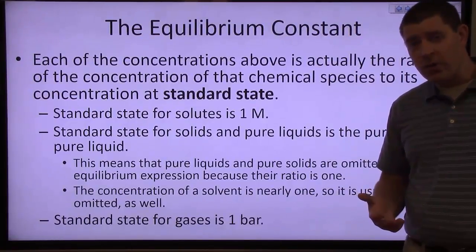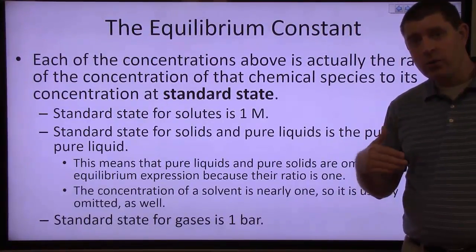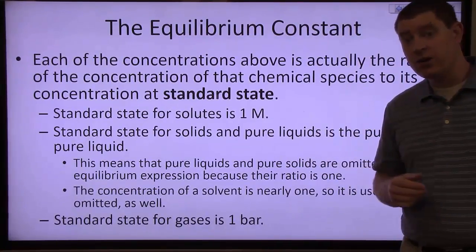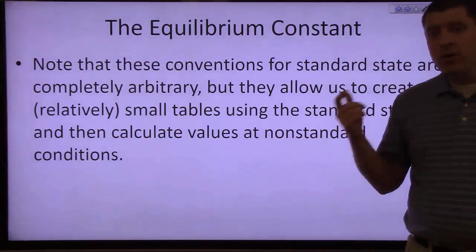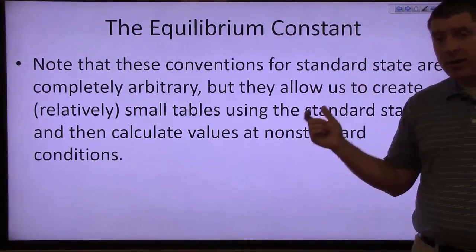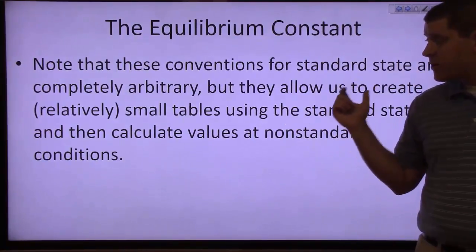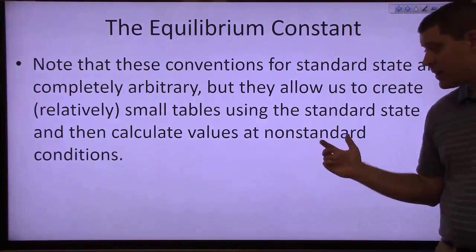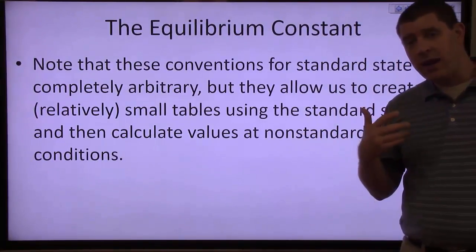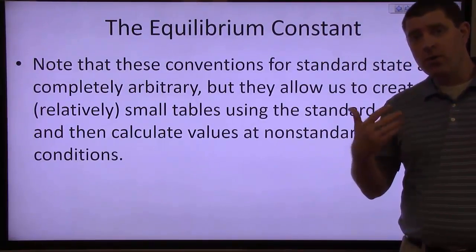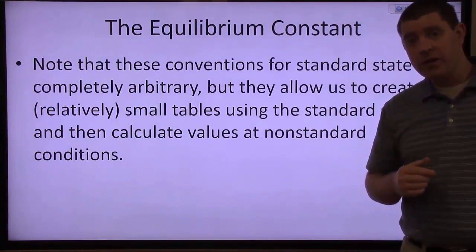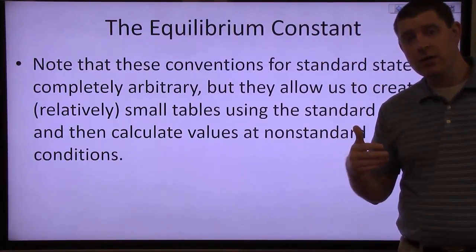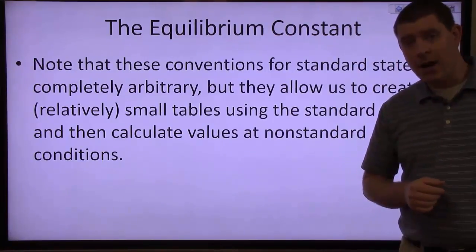So in that case, we generally would be writing it in terms of a pressure, so P sub whatever our reactant or product is, instead of a concentration of that reactant or product. Now, note that these conventions for standard states are completely arbitrary, but they allow us to create relatively small tables using the standard state and then calculate values at non-standard conditions. That is, we don't have to have a bunch of different tables for all the different possible conditions. We can instead have one table that occurs at standard states, and then we can perform some calculations to then determine what the values would be at non-standard states.